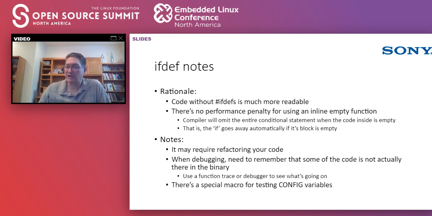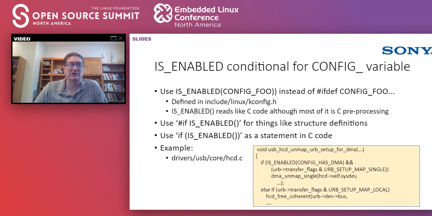And then there's a special macro for testing config variables, so you can actually structure it like C code. It's called IS_ENABLED, and you can use it directly in your C code instead of some kind of ifdef. Even though it's a macro and it's mostly done in preprocessing, it looks like C code.